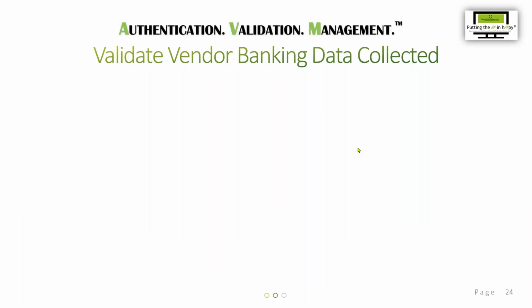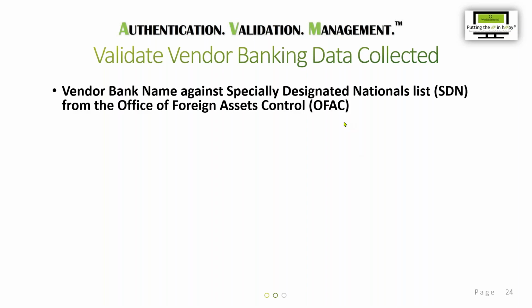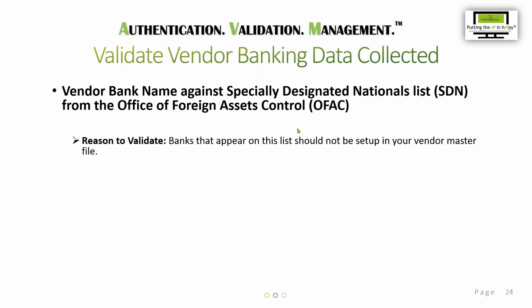validating vendor banking data that you collect. Lots of folks are not really familiar with this requirement. The same way that you validate the vendor legal name against the watch list on OFAC, you need to do the same thing with your vendor bank name. Validate that against the Specially Designated Nationals list from the Office of Foreign Assets Control. And it's the same reason. If a bank appears on this list, you should not set up that vendor's bank in your vendor master file.